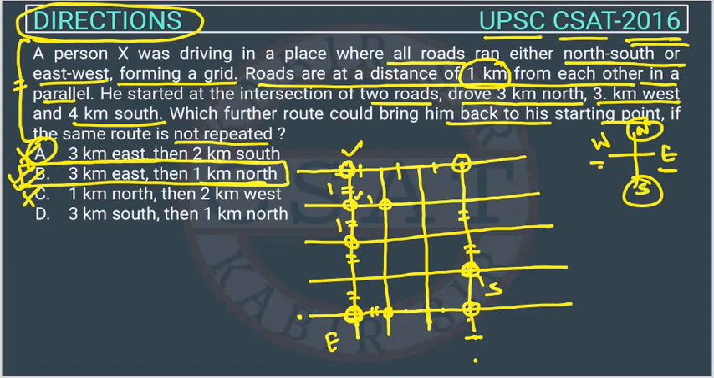Now we will check option D. 3 km south means he is here, so he will go first, second, third. So he is going downward, right? And then 1 km north, so he will reach here. So this option D cannot be the answer. So the answer is option B, right? So the answer is option B.